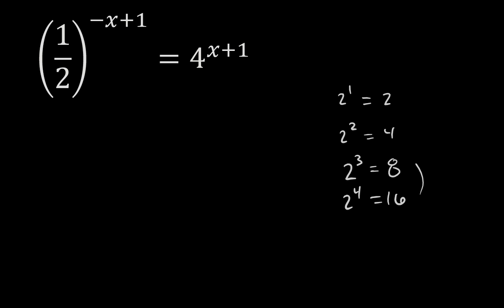And I want you to see this as I move down this list each time I'm dividing by 2, right? Dividing by 2, dividing by 2. I have one less factor of 2 each time. So if I go one more, if I divide by 2, I get 2 to the 0 is 1.